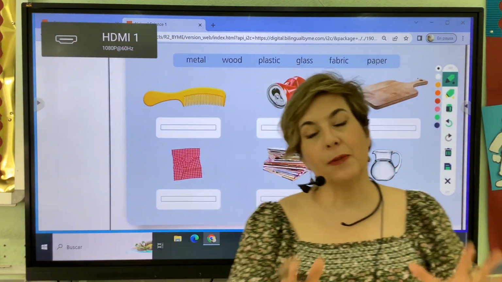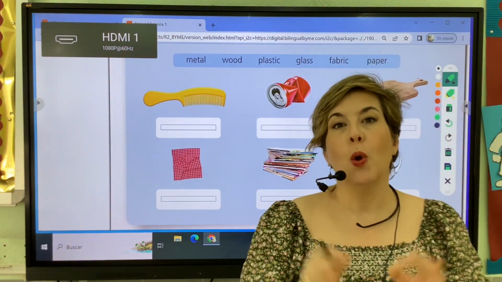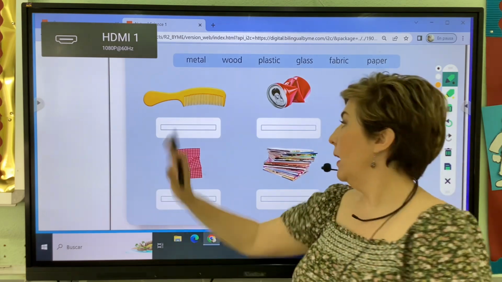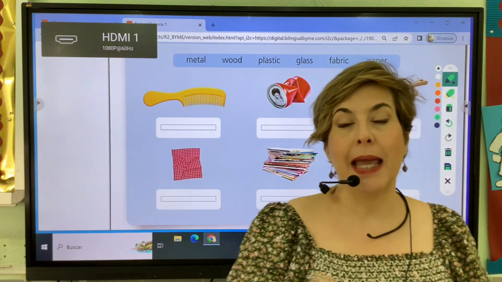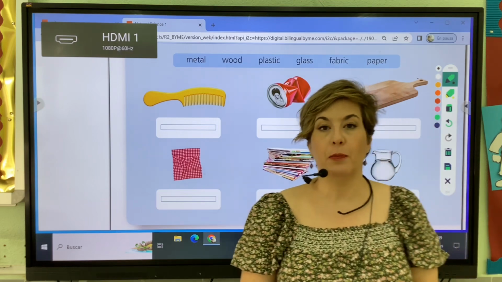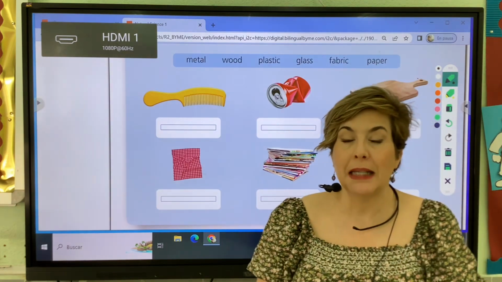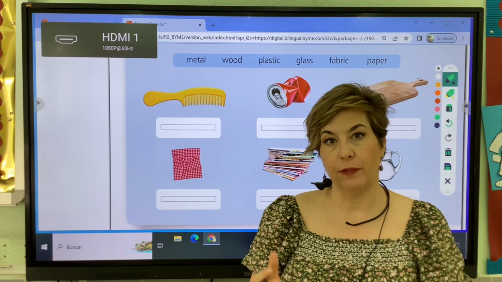This activity is very important. We have to say which material are these objects made of. If they are made of plastic, if they are made of metal, what are they made of?